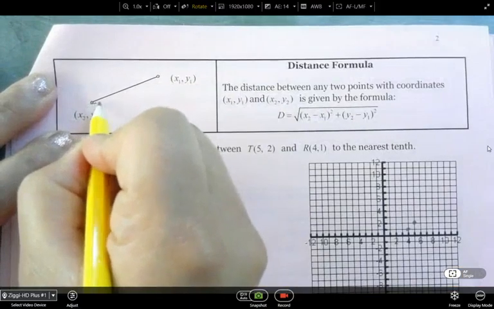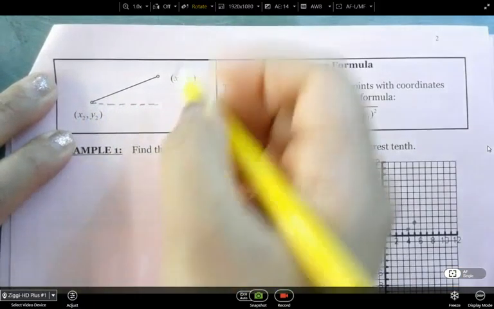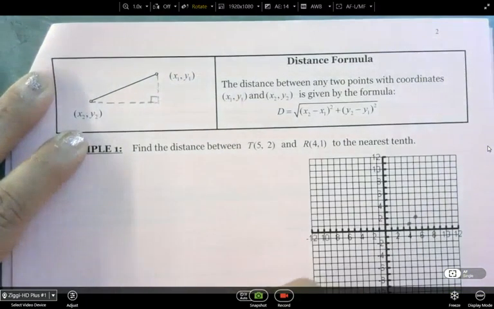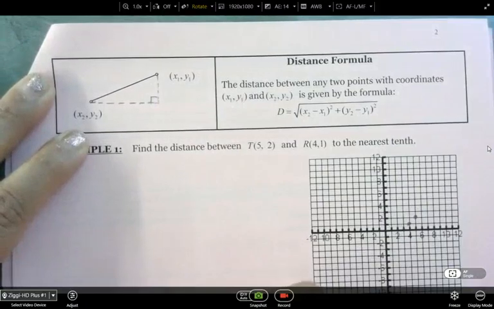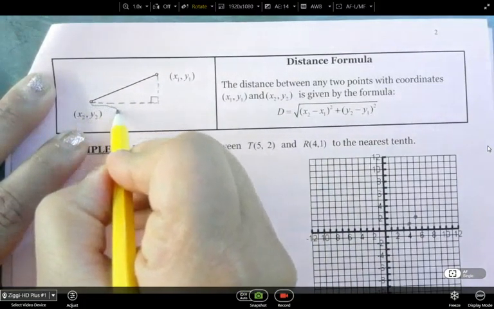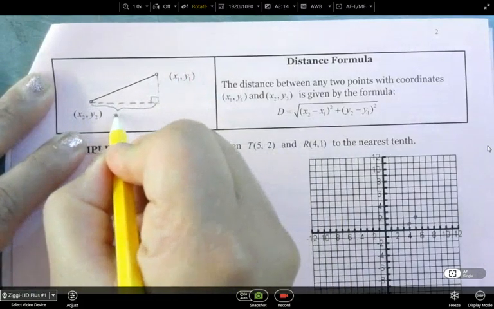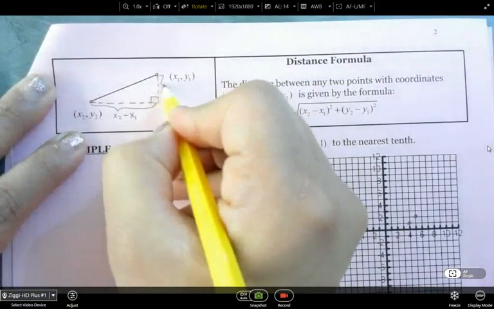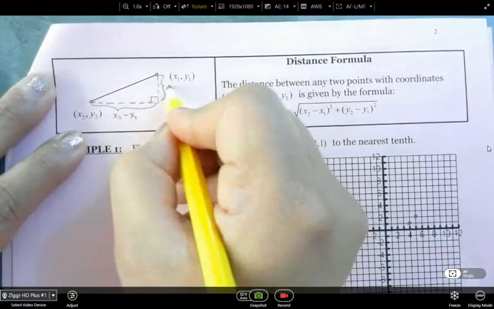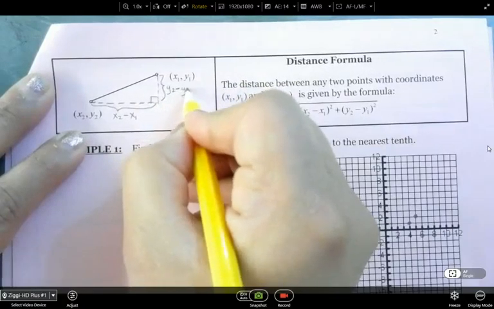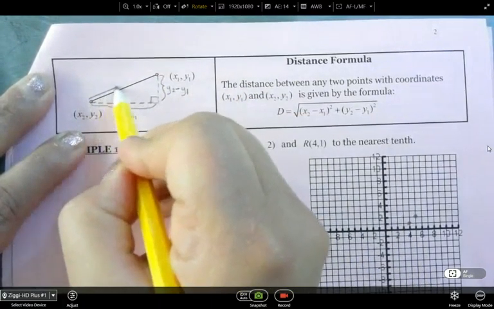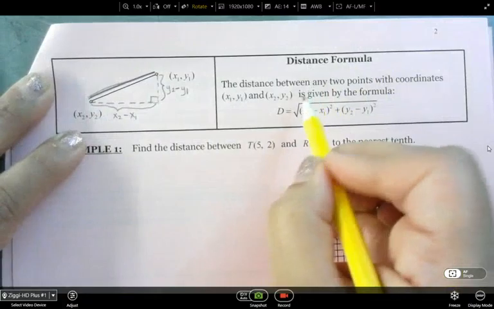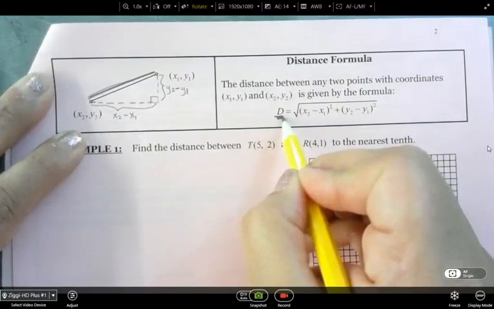So if I were to take this and extend and create a right-angled triangle from here, so there's my right-angled triangle. And how would I be able to figure out this length here? This is going to be x2 minus x1. And this distance right here is y2 minus y1. What I want to do is figure out this length right here, and in this formula, that's what refers to the distance. Okay?